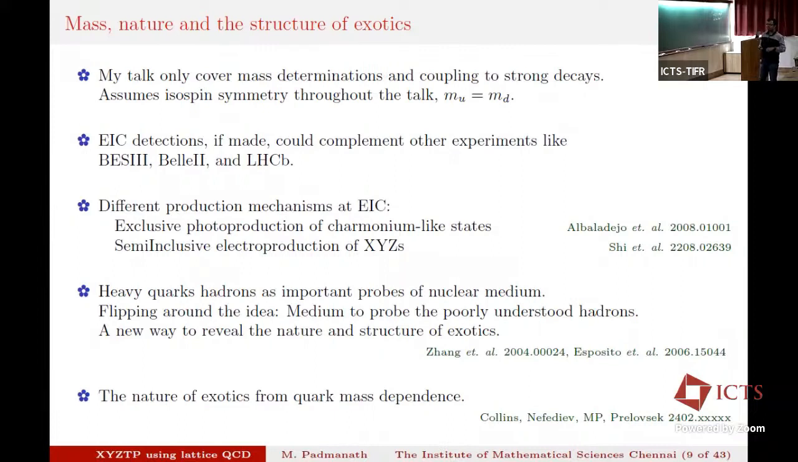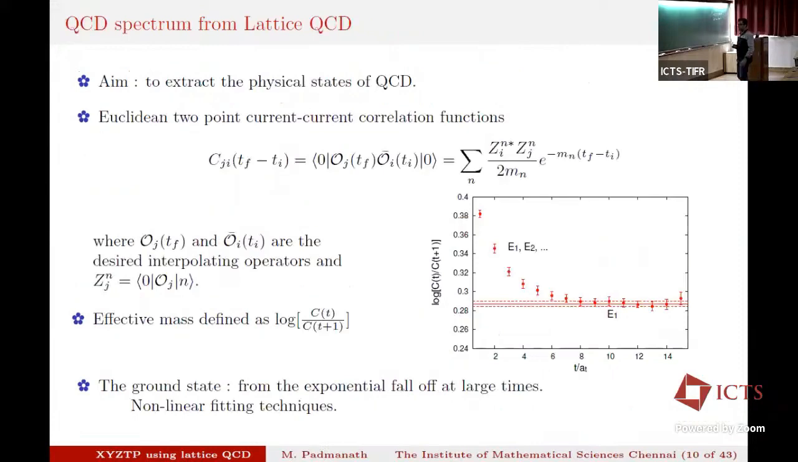In fact, we are also making some progress recently in understanding the nature of exotics from lattice QCD, by studying their quark mass dependence. From now on, I am switching to the lattice QCD part, and there will be some slides I will definitely have to skip, I guess. Is there time left?